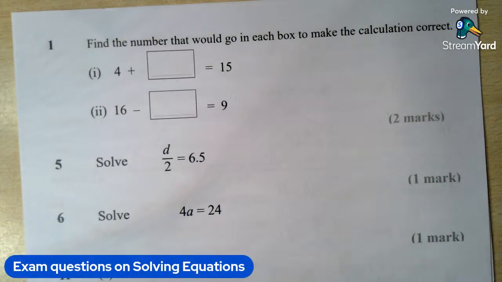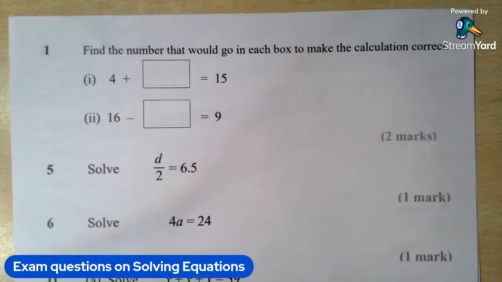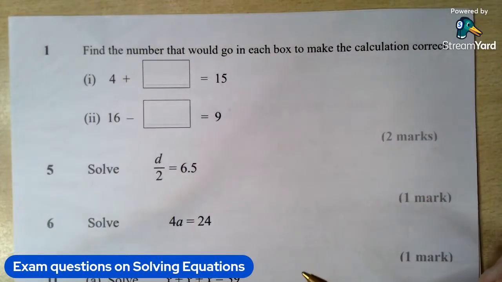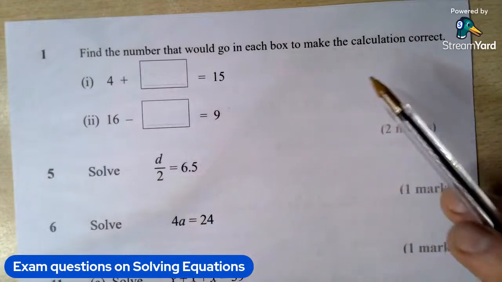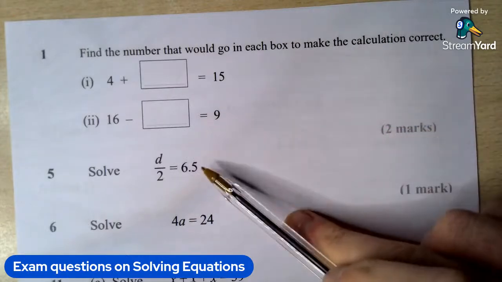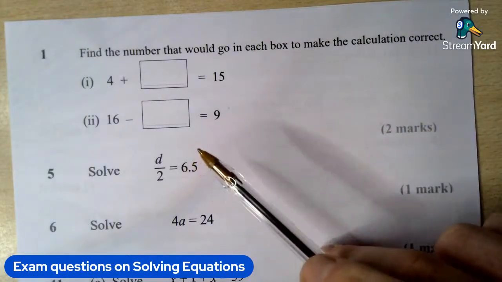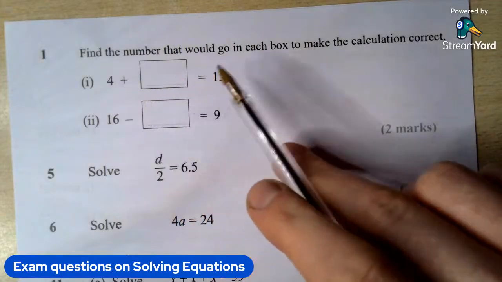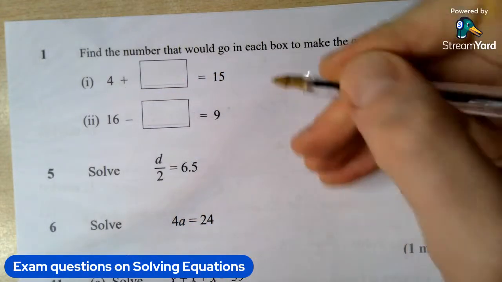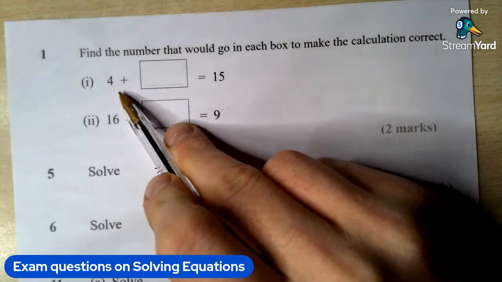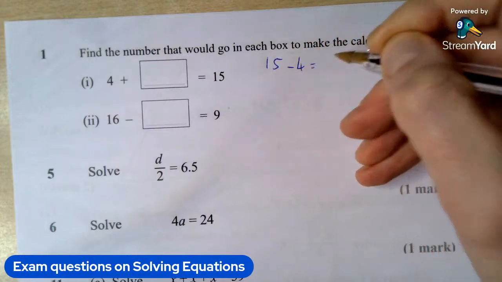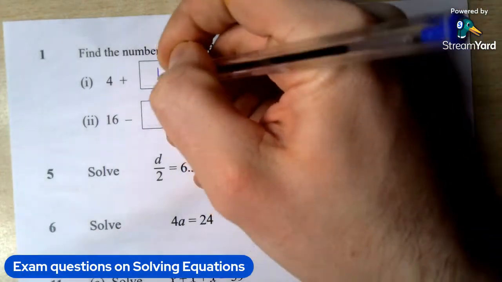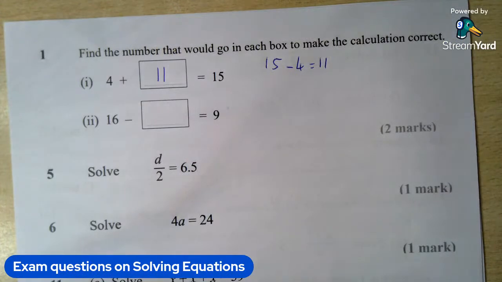Right, I'll just get one off the screen there. So we're going to start really basic and then slowly go up, and increase the difficulty as it goes. In the space here, find the number that will go in each box to make the calculation correct. These are your basic 1 mark questions, nice and easy. So 4 plus something equals 15. You just do the opposite of adding 4 and go 15 minus 4, which equals 11. Dead easy, really straightforward.